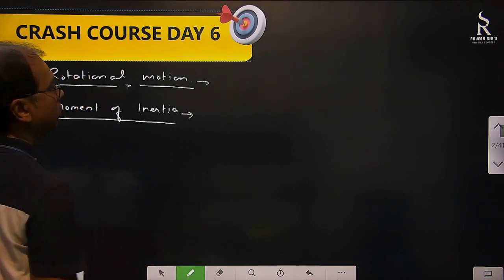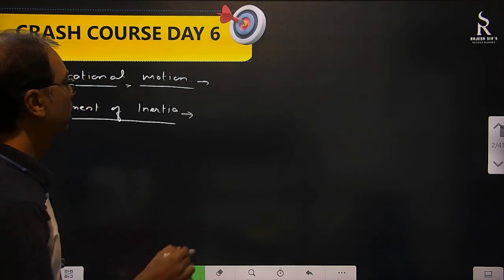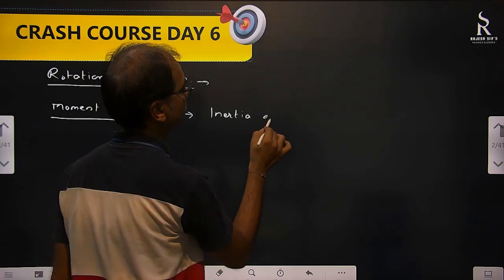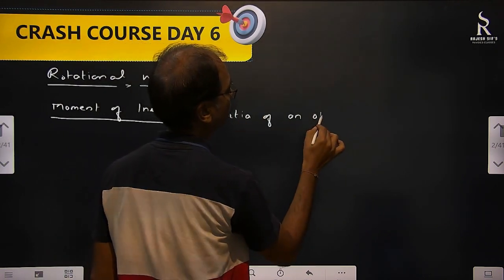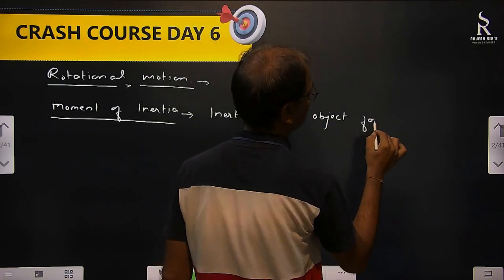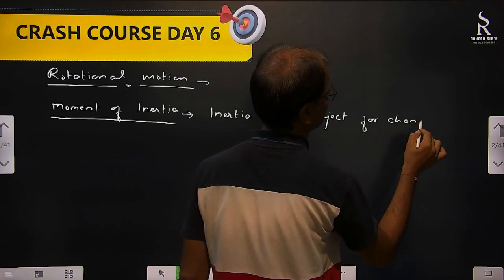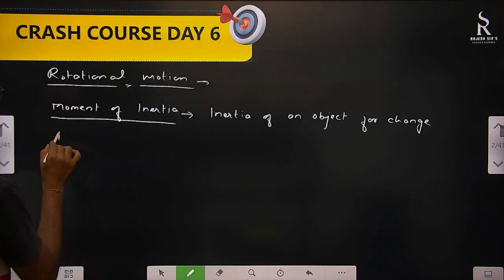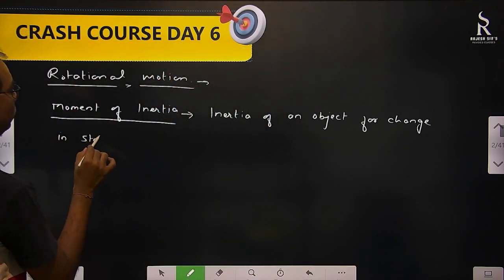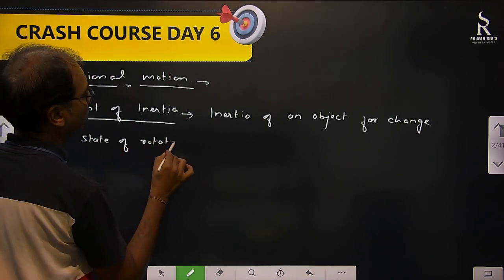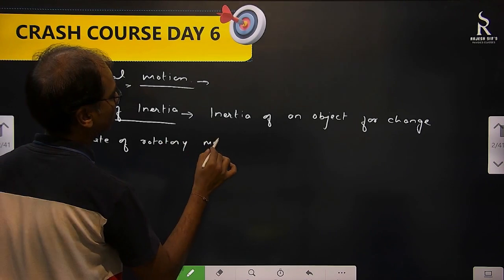The moment of inertia means what? Inertia of an object for change in state of rotatory motion. Change in state of rotatory motion. That means it's the same as the law of inertia only. There is no difference at all.